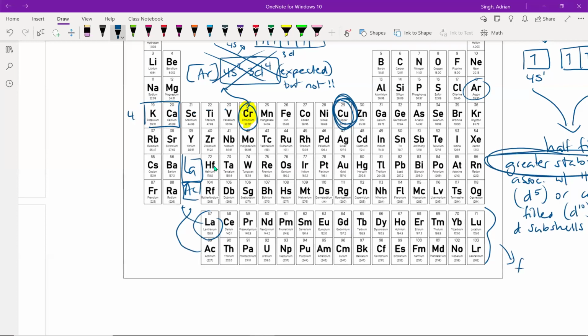Recall these two rows, that's the F block. The first row of the F block is called the lanthanides, and the second row is called the actinides, named after the first element in each of those rows.